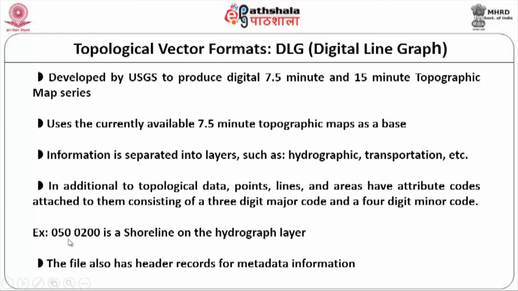And that will be a 3-digit major code and a 4-digit minor code. When you want to represent something like a shoreline on a water body, I'm talking hydrographic data, the shoreline throughout the country will always be represented as 050, 0200. So in any part of the country, where you find a hydrographic layer which contains a shoreline, it will be represented like this. Obviously, the file will have a header record for your metadata information. So that's your shoreline.